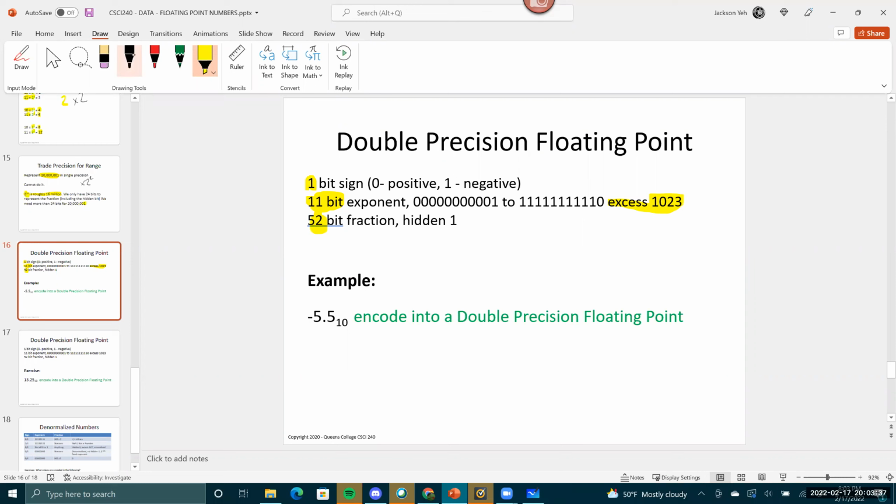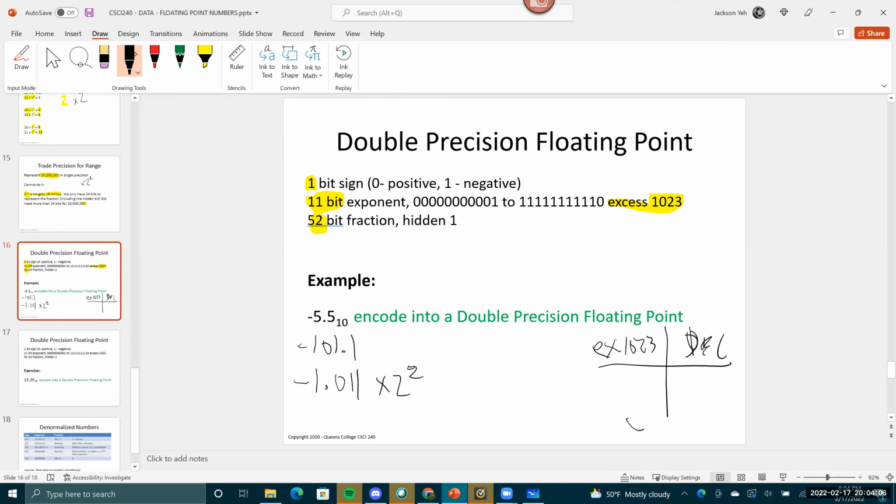So let's go through an example of how to encode this. Negative 5.5 would be negative 101.1. And then I normalize it, it becomes negative 1.011 times 2 to the 2. Okay. So now encoding it, now here comes a difference. It's 1023. So 0 corresponds to negative 1023. And now I have 2 here. So 2 coming in this direction, you add, this is 1025.